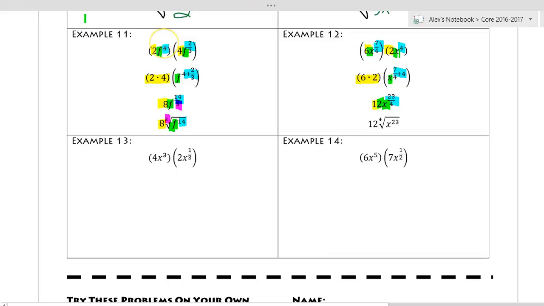So now I have my base, I have my base x. The base is the only thing that goes under that root. 12 is the coefficient out in front. It's not being raised to any power, so it just goes out in front. Then 23 is my exponent, and 4 is my root.